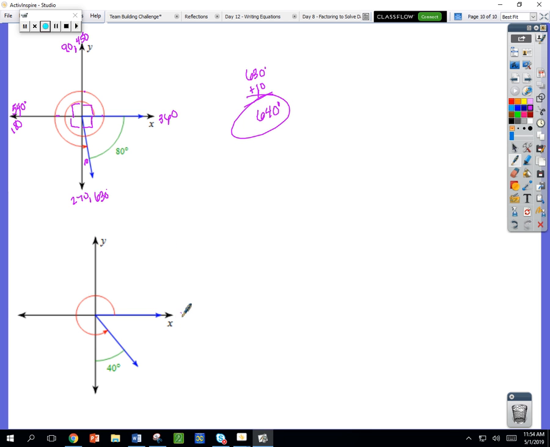This one starts at 0, it's going the positive direction, so it's 90, 180, 270, and it doesn't go back to 360. So it's got 90, 180, 270, and then 40 more. So I would just take 270 plus 40 to figure out how far that is, and that's 310 degrees.